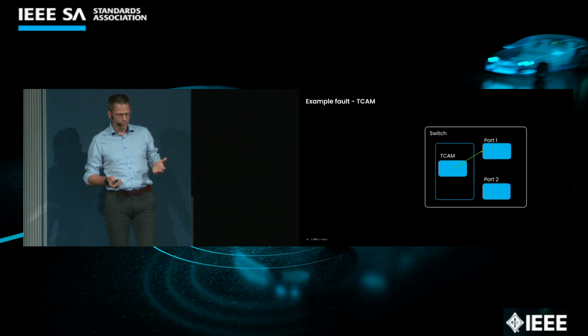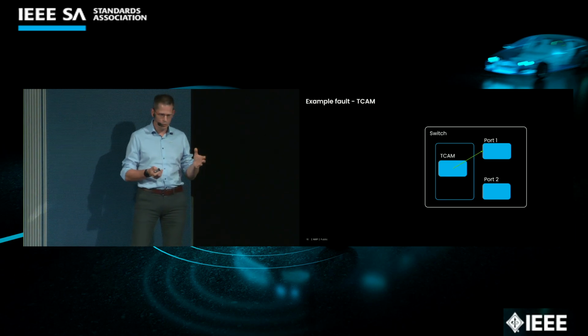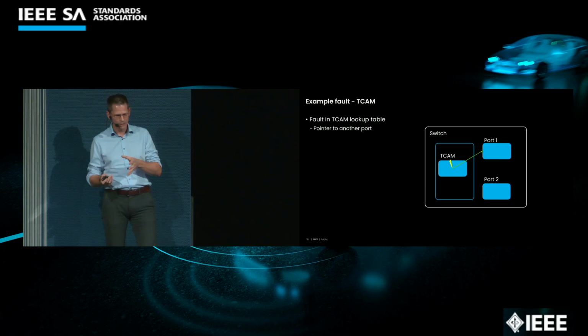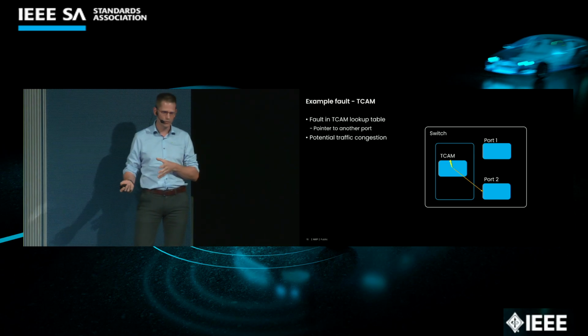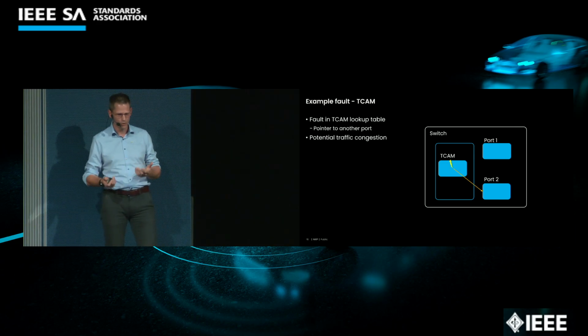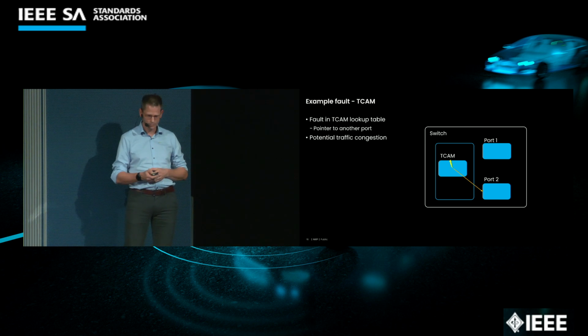The second example is the TCAM. You might have in your TCAM a forwarding rule that certain messages get forwarded to a certain port. But if you have a fault in there that makes the messages get sent to a different port, then you might have traffic congestion on that port. So you might kill some messages which normally ran through. So you overload the remaining network, and this can also lead to loss of the redundancy.